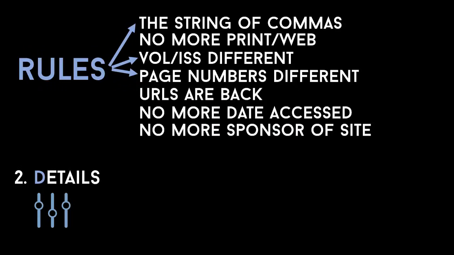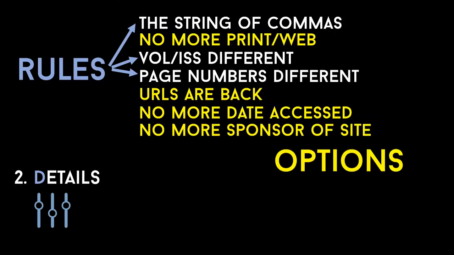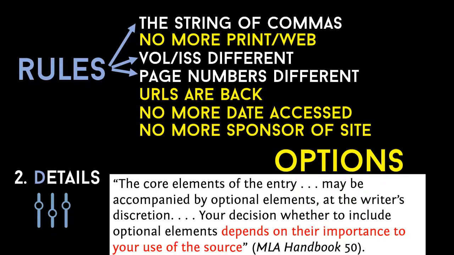Okay, so of those 7 things I just showed you, 3 of these are actually rules, things that no matter what you're going to do. But some of these are actually options. There actually is a place in the book where they remind you that, hey, you might want to include some of this stuff. In other words, maybe the sponsor of your site is crucial to what you're talking about. You want to draw attention to it. Maybe the medium of what you're talking about is really important and you don't want people to get confused.